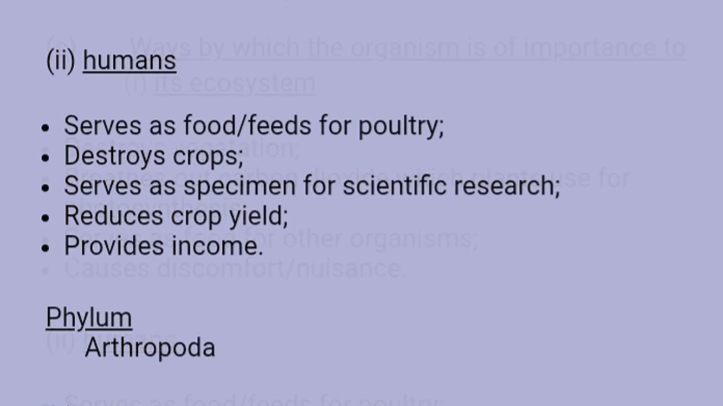But to humans, what are the economic importance? It serves as food or feed for poultry and also destroys crops. It serves as specimen for scientific research. Like you see now, it's a specimen for your biology practical exam. So it can serve as specimen for scientific research. It reduces crop yield. Remember, both bad and good. All right, so it reduces crop yield and also provides income. Some people sell it. Okay, you can sell it. Some people eat it. So it's a source of food.